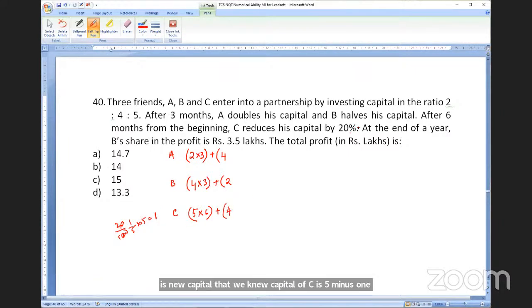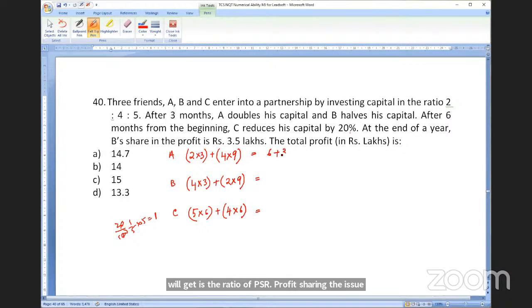Now we can see they are asking at the end of the year. That means let's find out. A has kept his new capital 4 for 12 minus 3, that is for 9 months. B has kept his new capital 2 for 9 months again. And C has kept his new capital 4, because he has reduced his capital by 20%, for the remaining 6 months. We can multiply these parts, and whatever ratio we get is the ratio of PSR, profit sharing ratio.